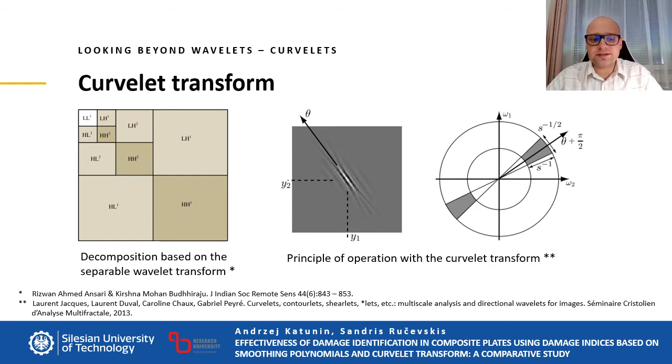So here you can see a typical decomposition based on separable wavelet transform, but in curvelet transform the decomposition looks a little bit different. You can find some theoretical fundamentals in our paper, but what is important from the point of view of our analysis is that the curvelet transform gives us the possibility of directional selectivity, and also it is a very good filter of noise, so we can obtain very well denoised results.